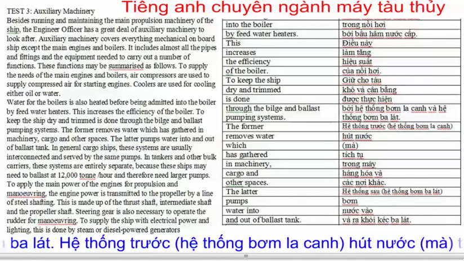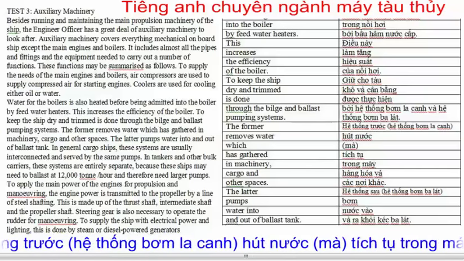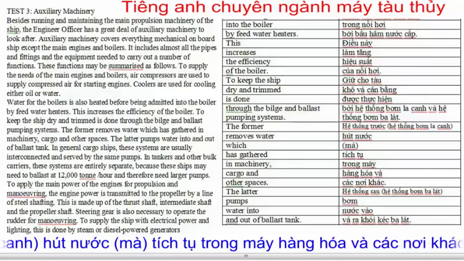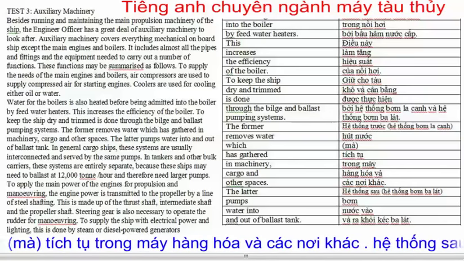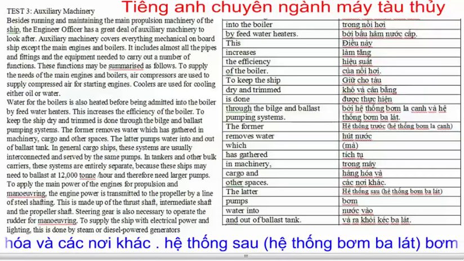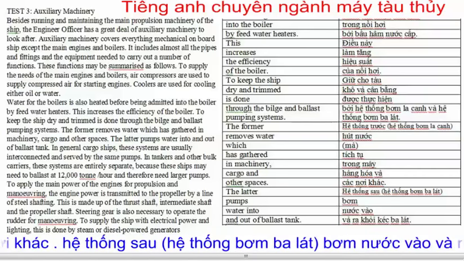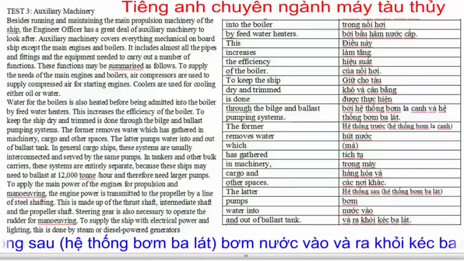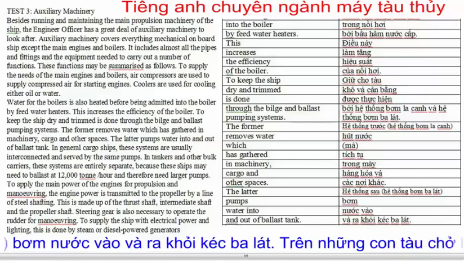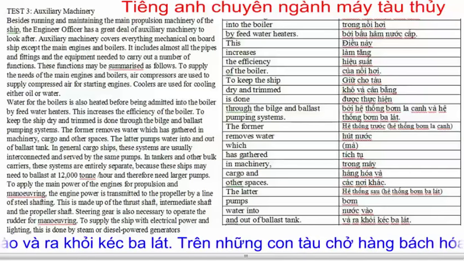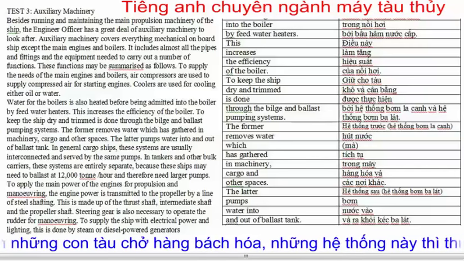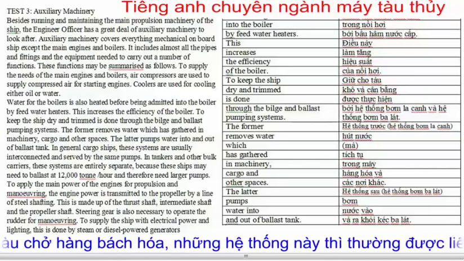To keep the ship dry and trimmed is done through the bilge and ballast pumping systems. The former removes water which has gathered in machinery, cargo, and other spaces. The latter pumps water into and out of ballast tanks.